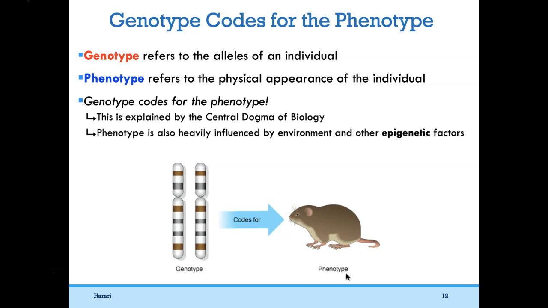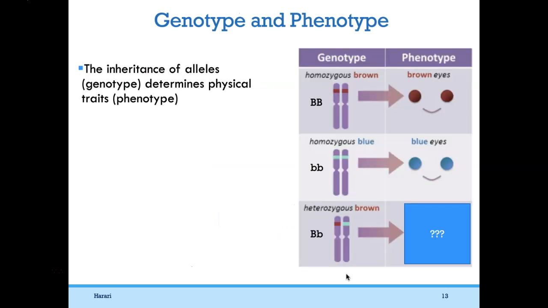However, genes are not the whole story, right? The phenotype is actually heavily influenced by the environment and other epigenetic factors. Epigenetic means outside of genetics. And we'll talk about epigenetics in chapter 13. There's a whole lot of things going on that influence phenotype other than just genotype. And that's something that's become more and more obvious as we continue to study genetics.